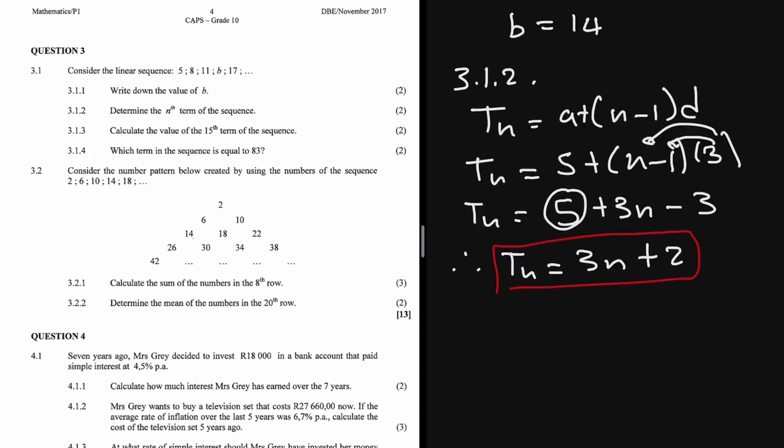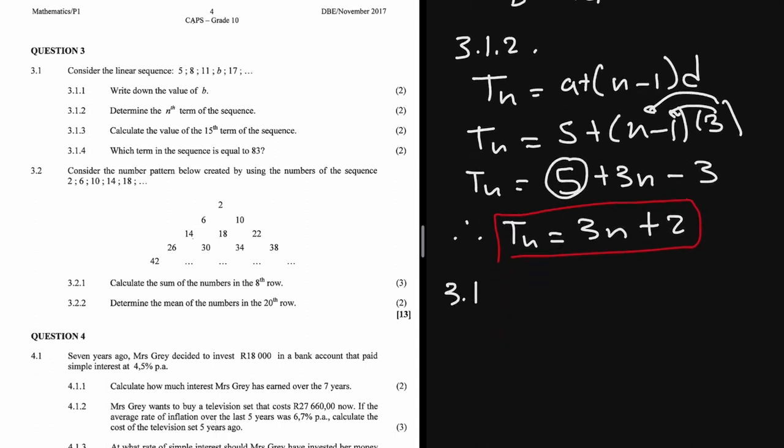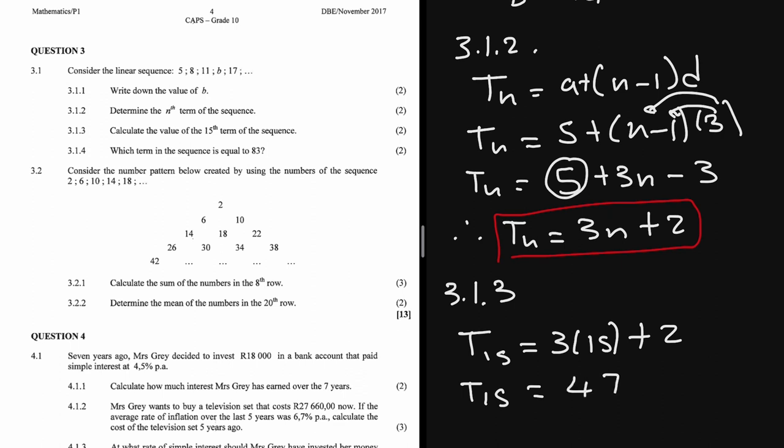The next question that comes, it says, calculate the value of the 15th term of the sequence. So now that we have the general term, to calculate the value of the 15th term, we just substitute 15 where we see n, and then we get the value. So term number 15 is equal to what? Where we see n, we put 15, and then we just put that in the calculator to get the value of term number 15. So it's 3 times 15 plus 2, which is 47.